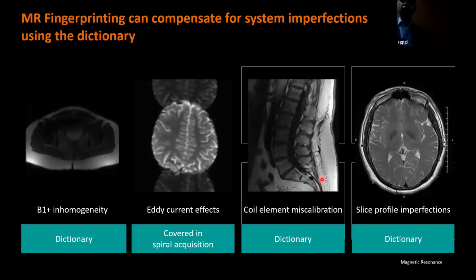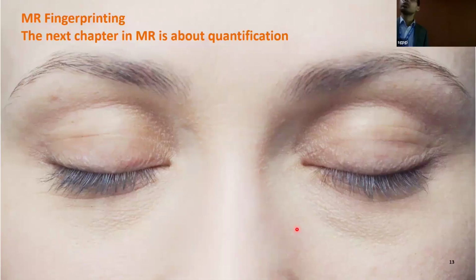So you can get basically a lot of artifacts that can be very site specific, that can be a model-specific phenomenon. Then there can be intermittent issues in terms of your coil miscalibrations and so on. So fingerprinting can basically give you a lot more robust quantitative data, and it can address a lot of these challenges as well.